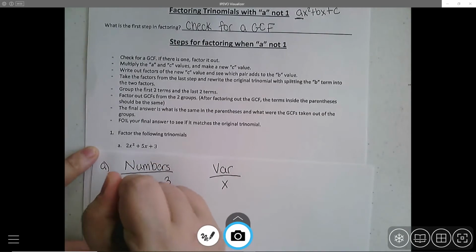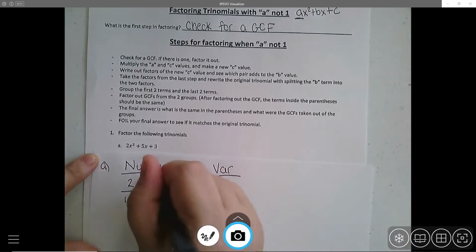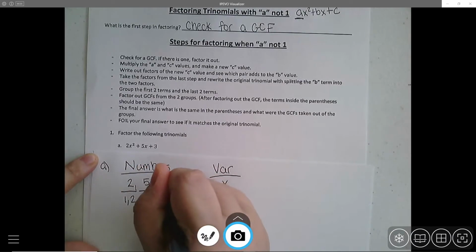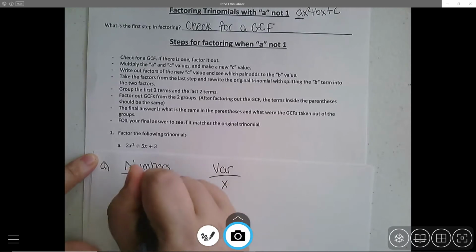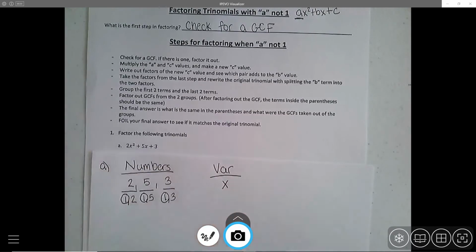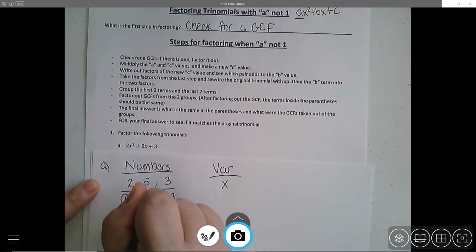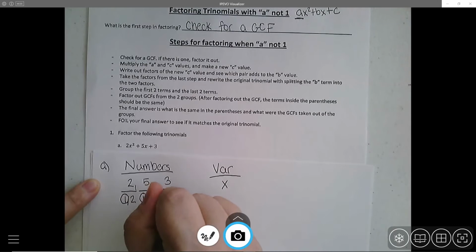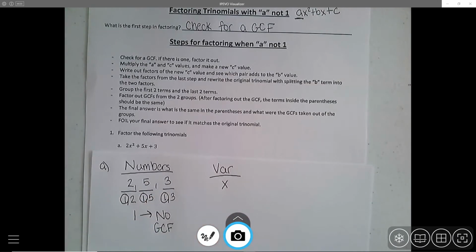The variable in this problem is x. On my numbers, factors of 2 are 1 and 2. Factors of 5 are 1 and 5. Factors of 3 are 1 and 3. The only number that all of them have in common is 1. Remember, when we say it has a 1 in common, this is another way of saying no GCF for the numbers.